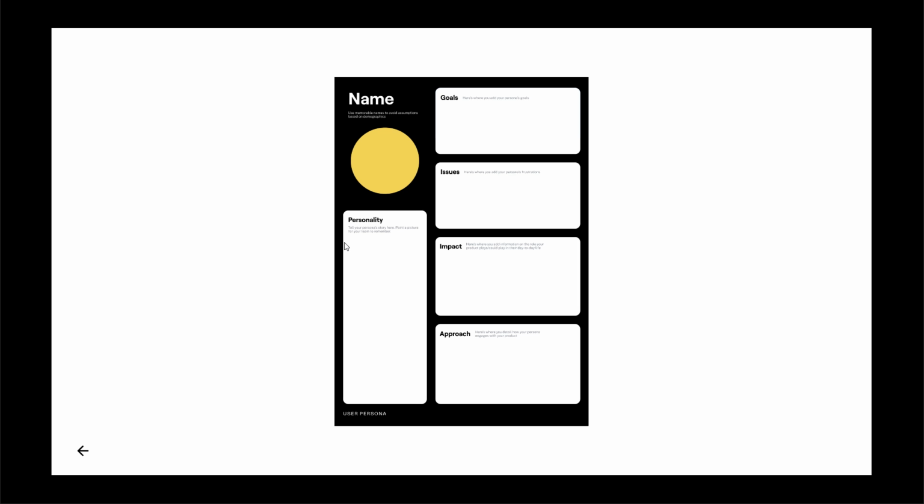Now, this is what we call a user persona. A user persona is used to derive certain information about a user, starting from the user's goals, issues, impact, and approach. We also look at the user's personality, take out information, and probably get images of the user if they are interested to share.